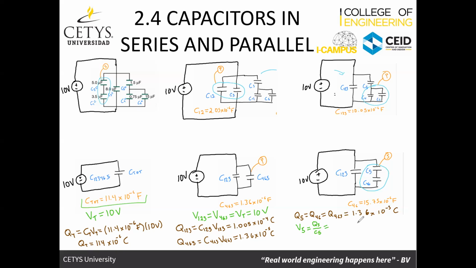Calculate that value, please. And voltage for 6 is going to be equal to Q46 divided by capacitor 46. Give me those values. And the sum of those should give me 10 volts. And remember the multipliers there when you're doing the calculations.